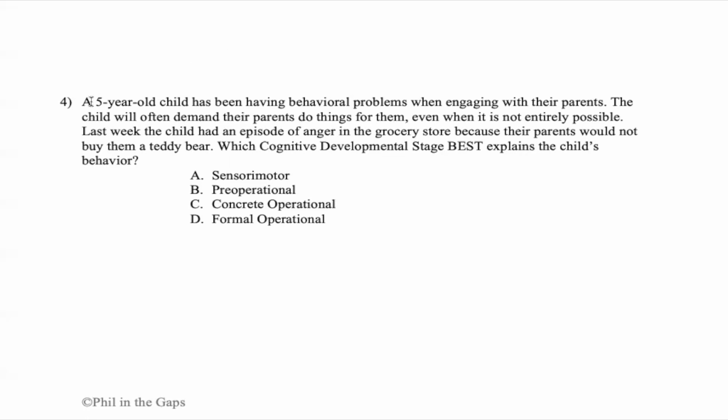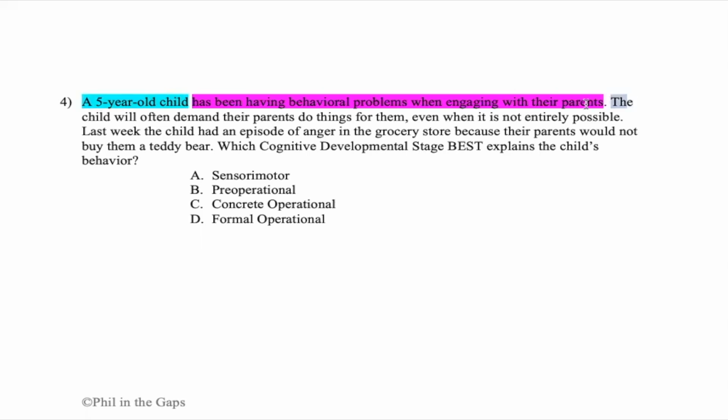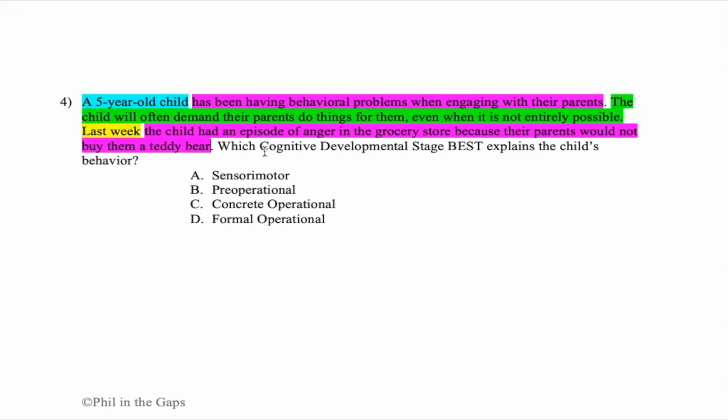Let's look at it. Our client is a 5-year-old child who has been having behavioral problems when engaging with their parents. That's what brought the 5-year-old child to us. The child will often demand their parents do things for them, even when it is not entirely possible. Last week, and I like the time, hop on top of it because it also paints the picture of what we're looking at in this given moment. The child had an episode of anger in the grocery store because their parents would not buy them a teddy bear. Which cognitive developmental stage best explains the child's behavior?